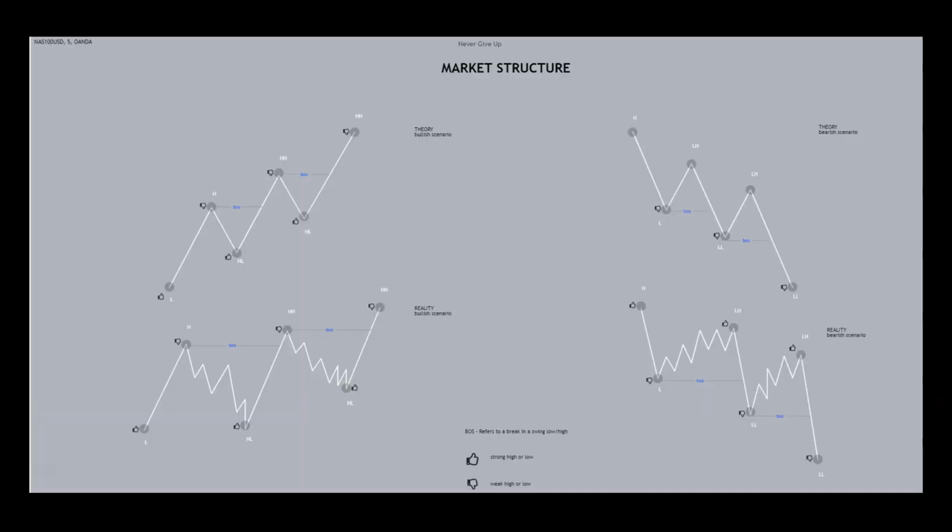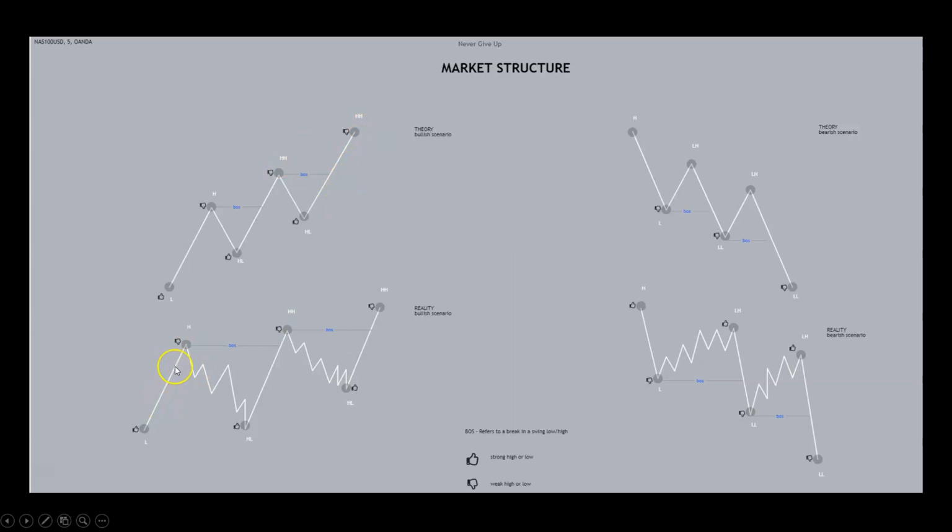Okay, so here we have a bullish market structure where the price is creating a series of higher highs and higher lows. As you can see, there's liquidity resting below this low, liquidity resting above that high, but in a bullish market structure we expect price to take out this liquidity and continue moving higher.